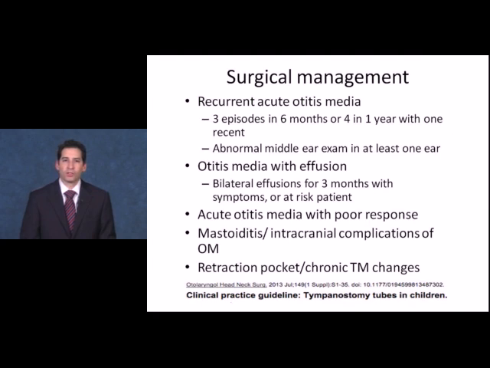Myringotomy with tube insertion is also recommended for children with acute otitis media with a poor response to treatment, such as children who have failed to respond to multiple oral and, in some cases, IM antibiotics. It is also indicated for children with acute mastoiditis or intracranial complications of otitis media. Also, in children without effusion who do have retraction pockets or dangerous chronic changes to the tympanic membrane, myringotomy with tube insertion is warranted.